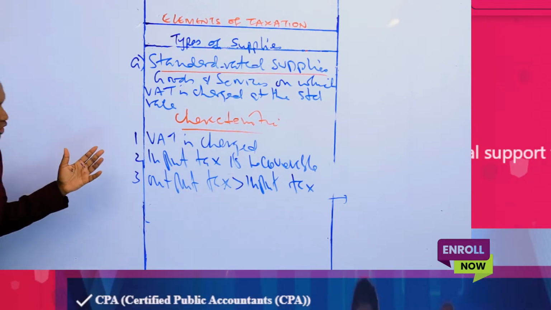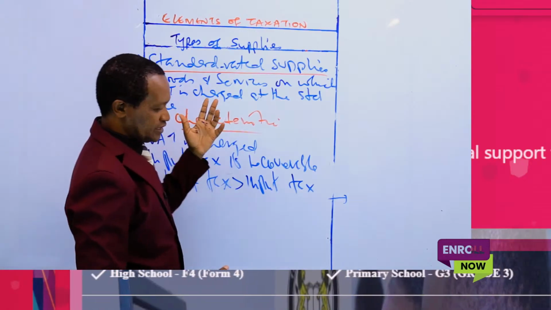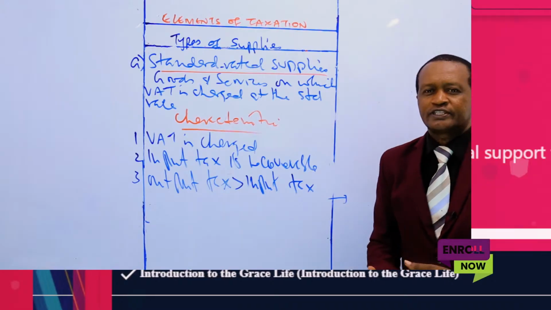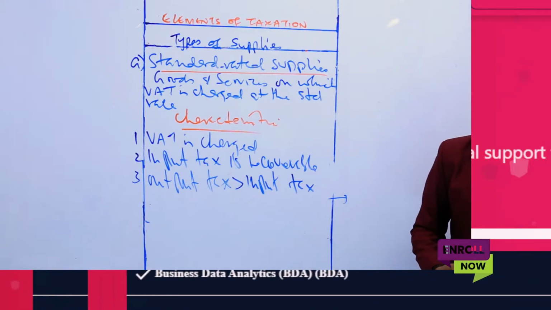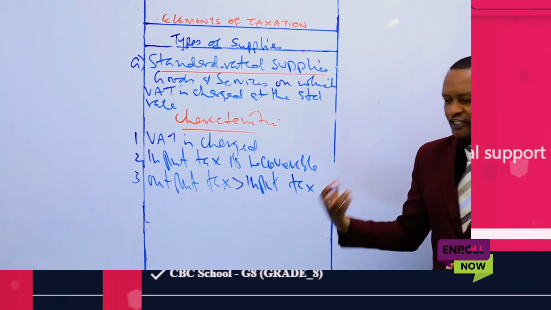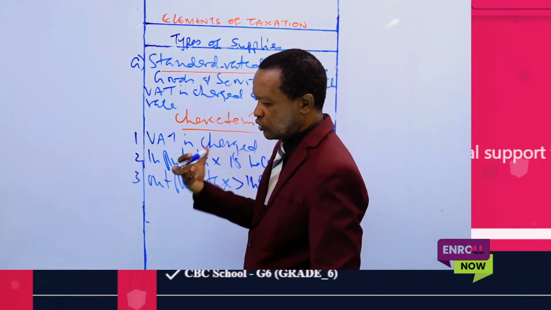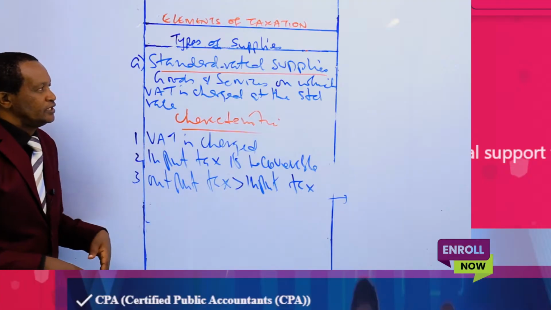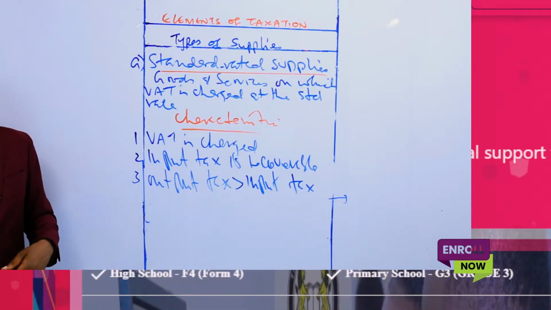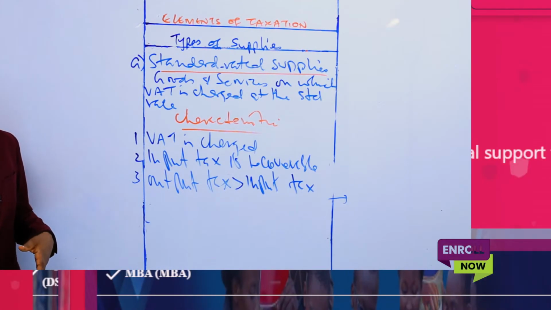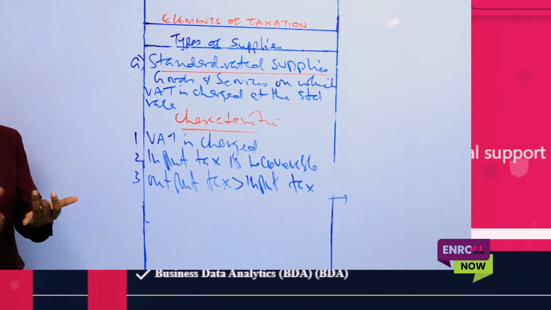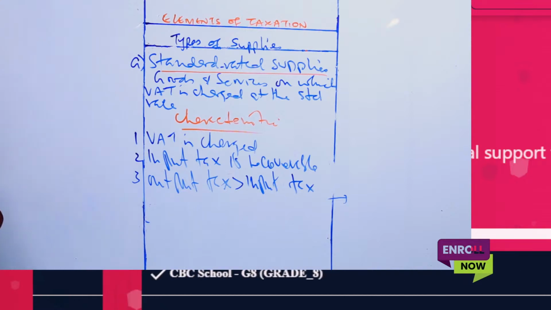So these are three core characteristics of standard rated supplies. The examples of standard rated supplies include most manufactured goods, furniture, electronics, clothing. Most manufactured goods attract this standard rated tax of 16%. So one example I'm giving is manufactured goods like electronics, furniture, clothing, and so on.